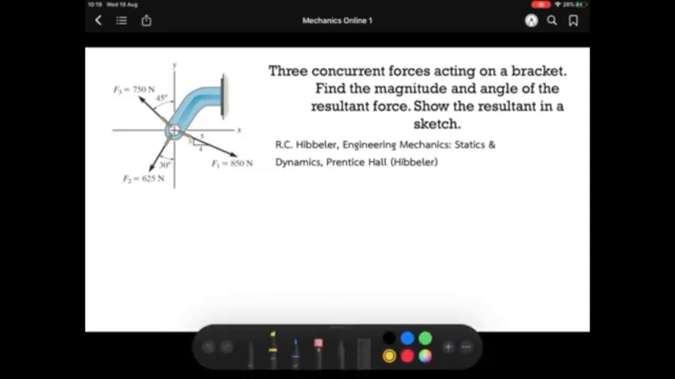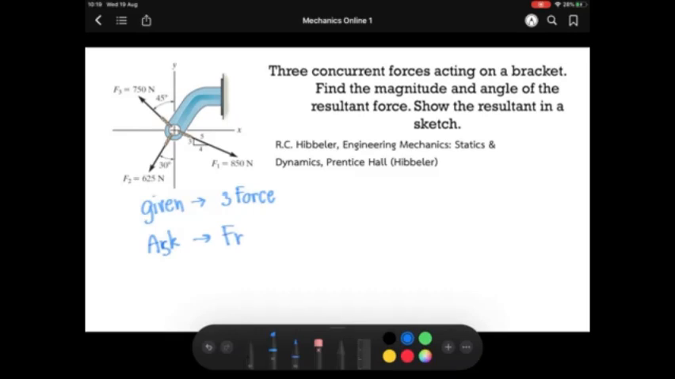So what does the question give you? The given are the three forces here. And then what does it ask? It asks for the resultant force, or in this notation, Fr.